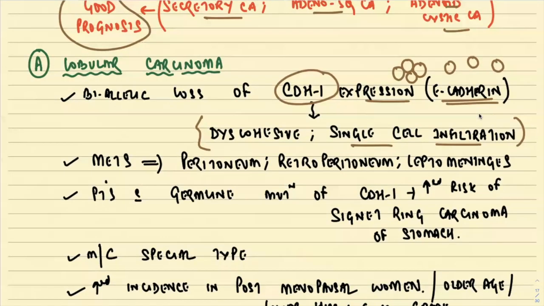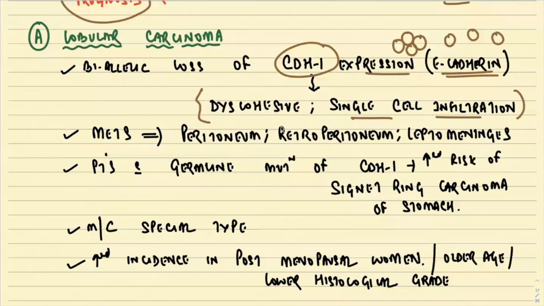Very importantly, metastasis of lobular carcinoma involves the peritoneum, retroperitoneum, and the leptomeninges. Patients with germline mutations of CDH1 have an increased risk of not only lobular carcinoma of the breast, but also signet ring carcinoma. Among the special types, not overall, the most common is lobular carcinoma. Overall, the most common is invasive breast carcinoma, NST, that we have already discussed.